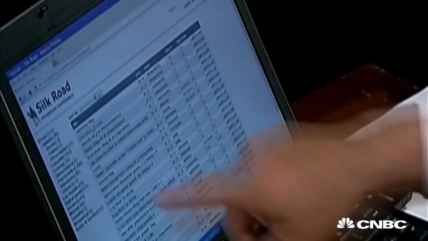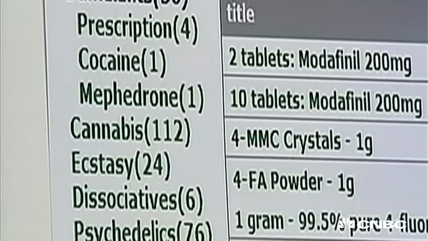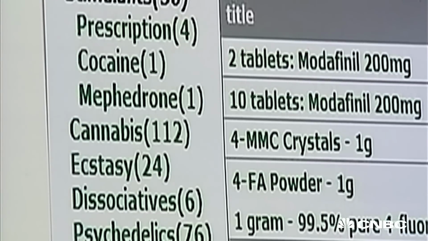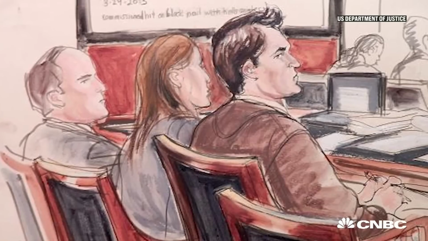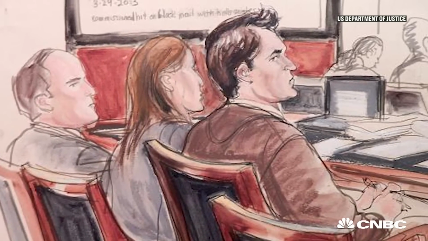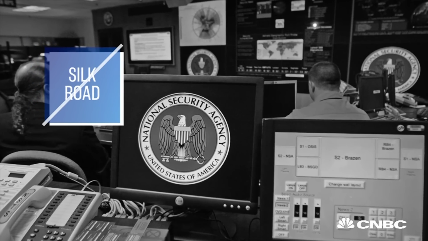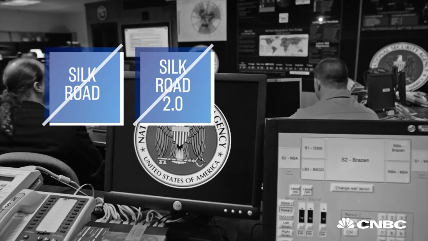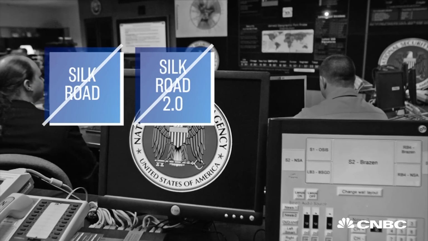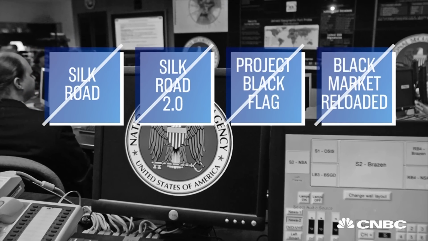Websites like the infamous Silk Road. The Silk Road was one of the first online black markets where you could buy drugs, guns and child pornography. 2 years after starting the site, the founder, Ross Ulbricht, was arrested in 2013 and sentenced to life in prison for money laundering, drug trafficking, hacking and fraud. This was quickly followed by a shutdown of its successor, Silk Road 2.0, along with similar sites such as Project Black Flag and Black Market Reloaded.